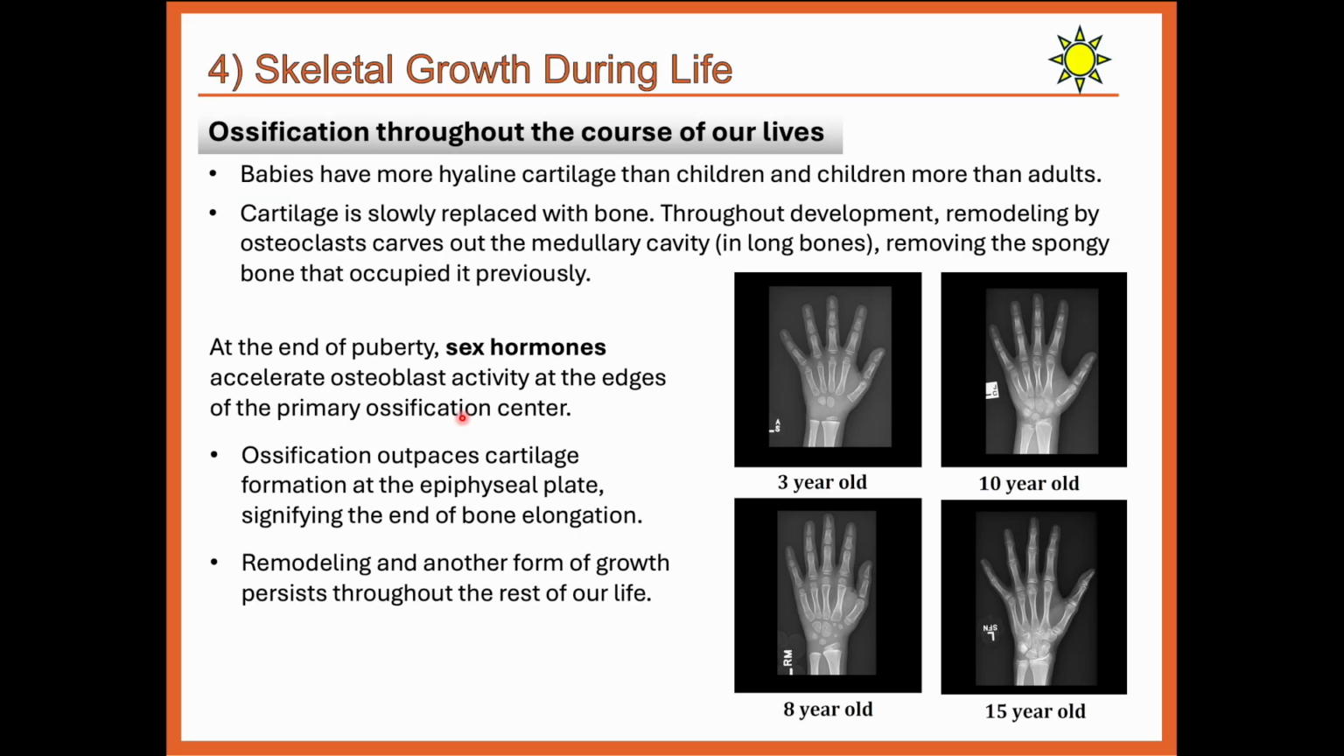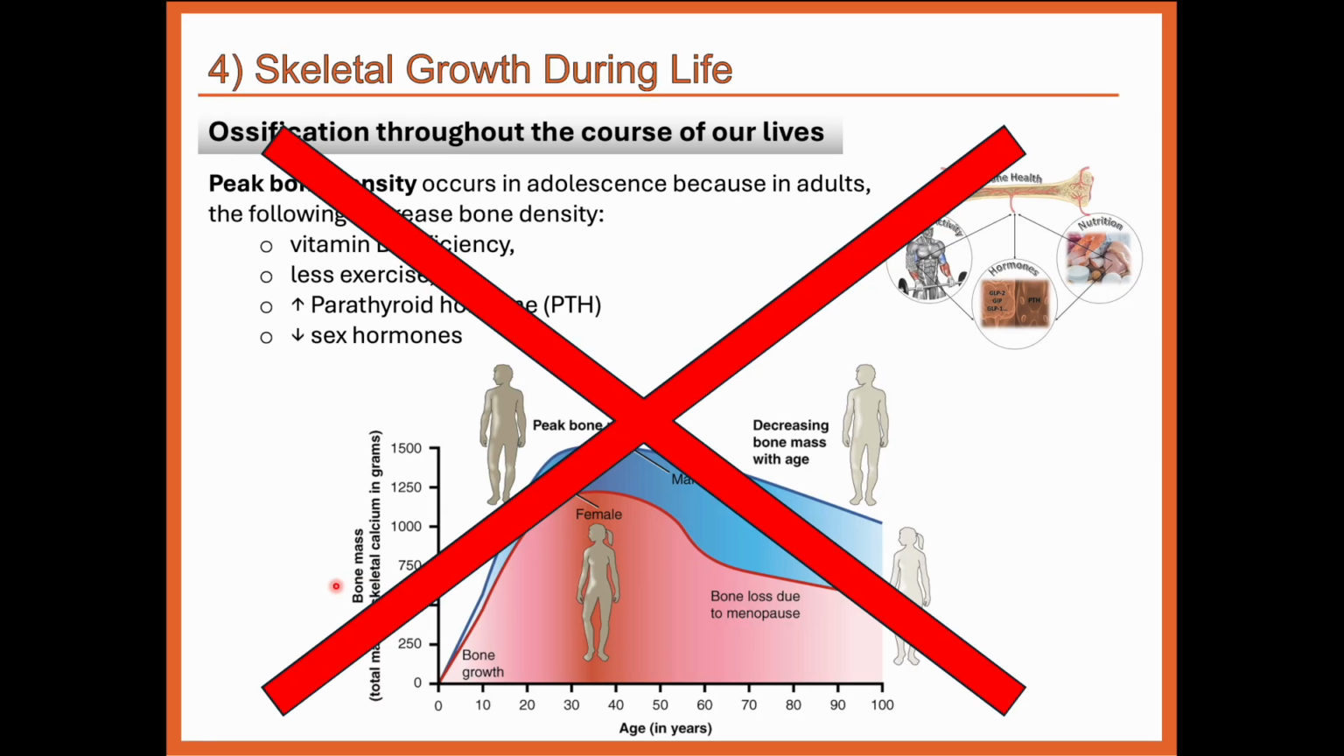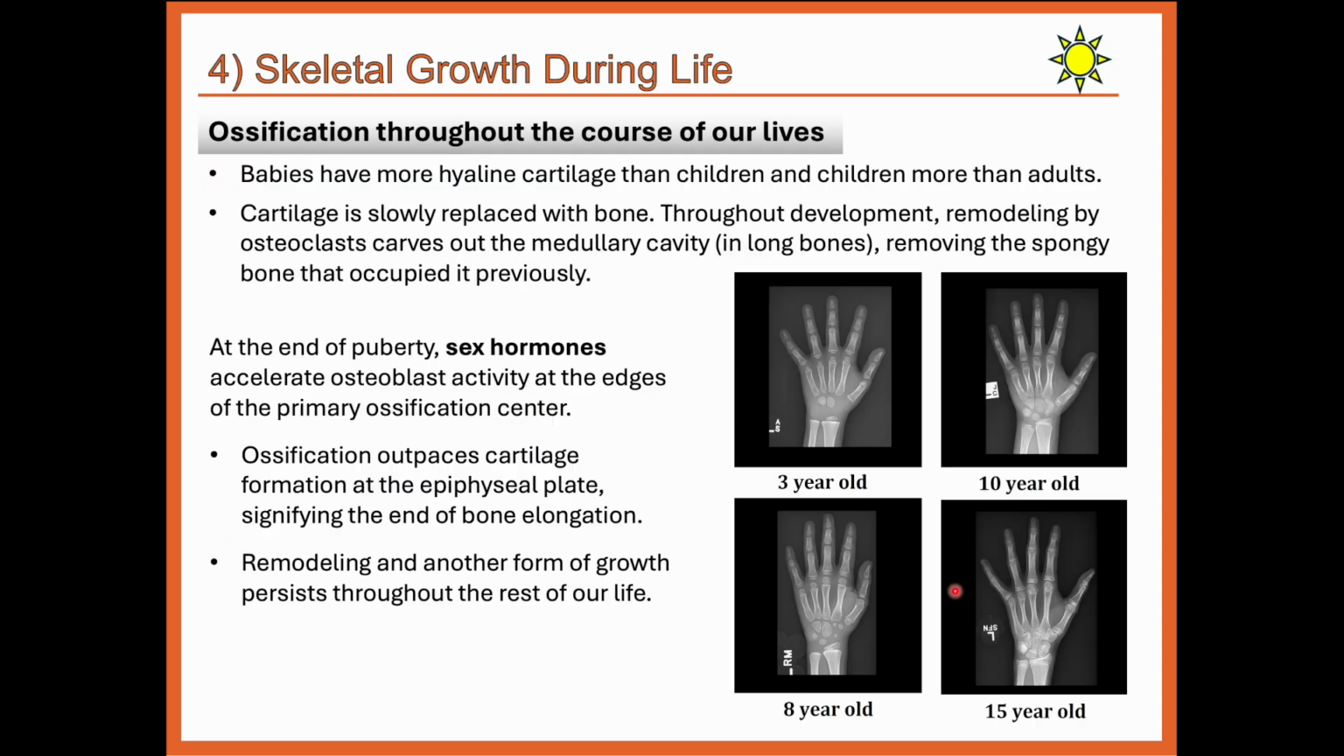That's key. Bones stop growing in length at one point, right? They could still grow in width, but they cannot grow in length. And they could grow by remodeling. Like if you break a bone, you could remodel that area, right? Okay, so ossification throughout the course of our life. Don't worry too much about this. It is just talking about the fact that peak bone density occurs in adolescence and then goes down with age, right?